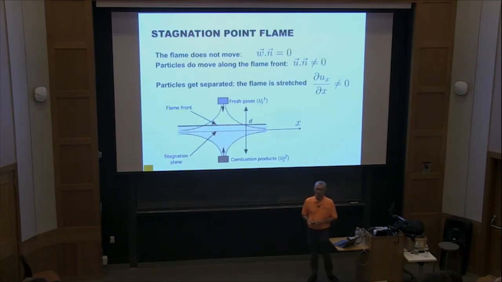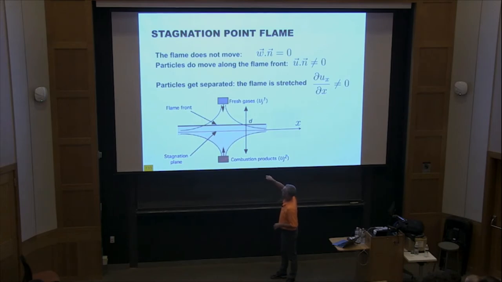Now, a word also about the stagnation point flame. We'll talk a lot about stagnation point flames pretty soon. How do you do a stagnation point flame? You blow from one side, you have a tube, and you blow against another side. And this side here can contain fresh gases or burned gases. And there will be a zone here where the speed is zero. That's why we call it stagnation. And then you can stabilize the flame front in this region.